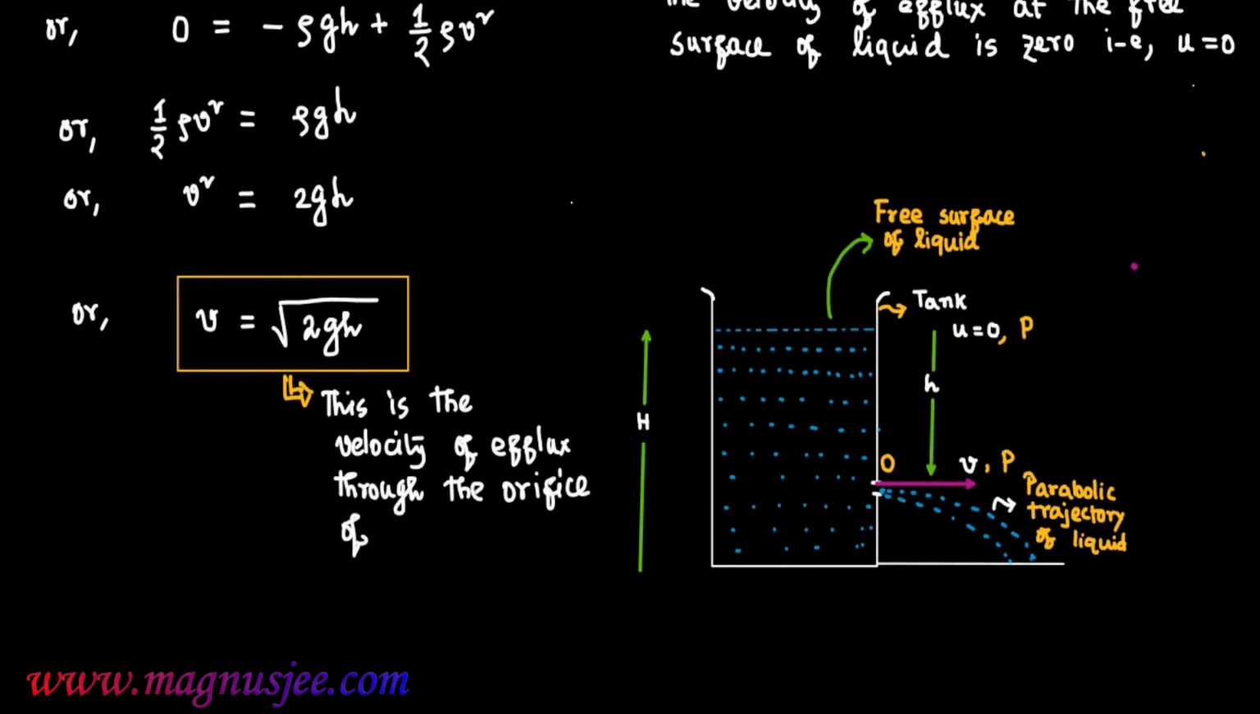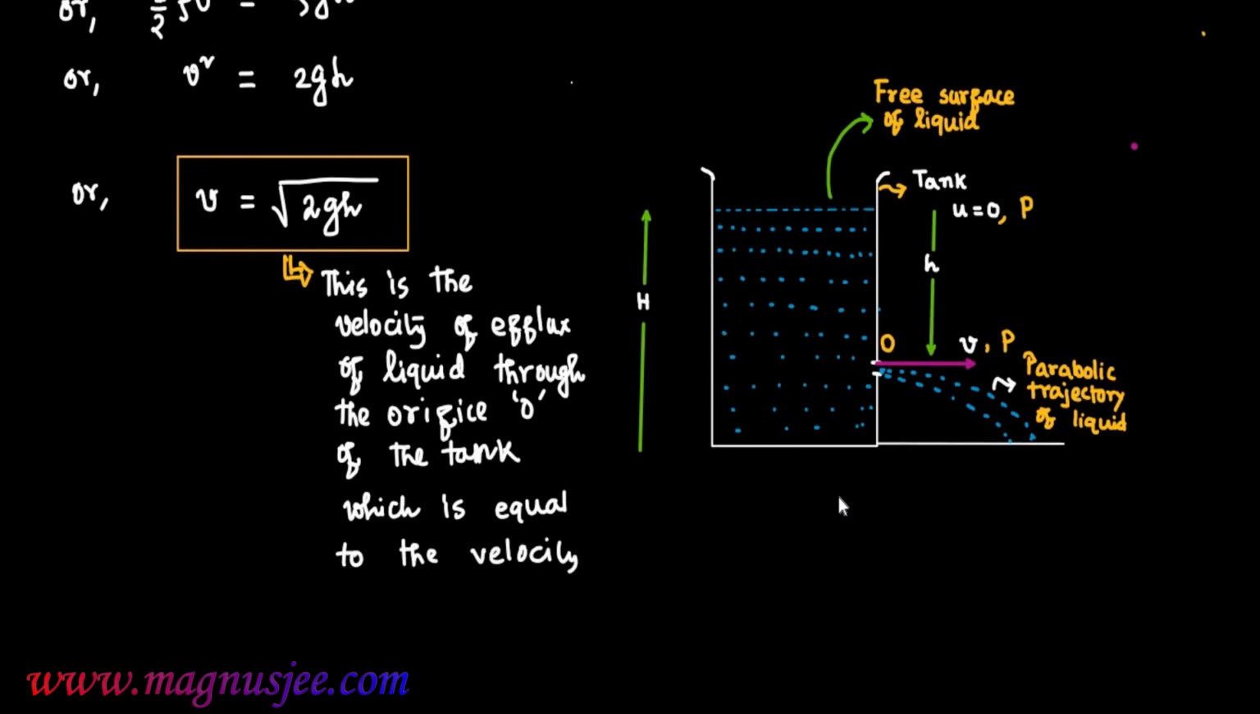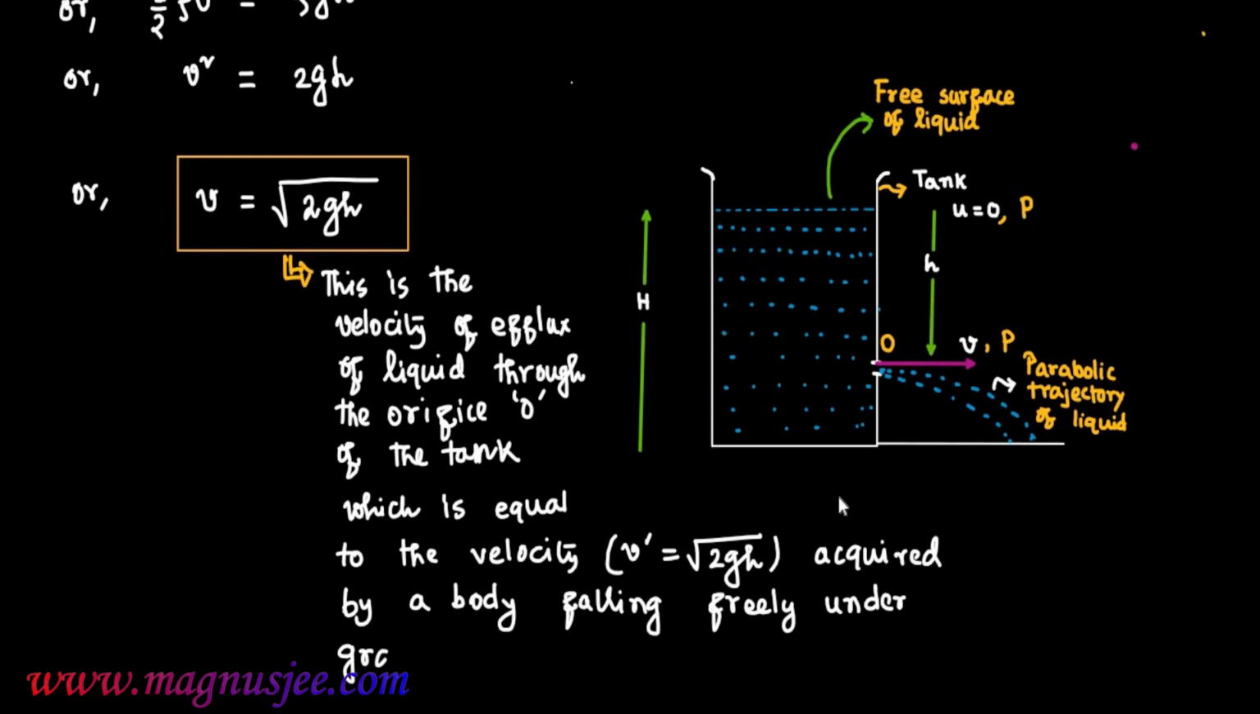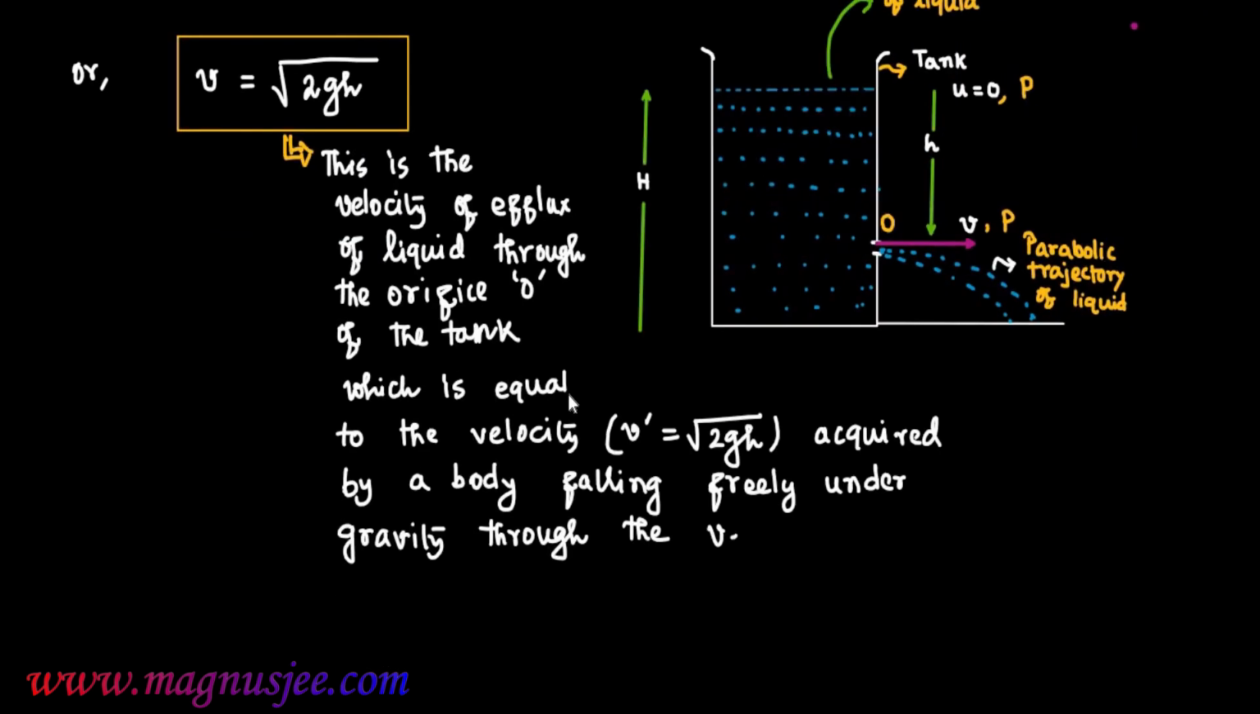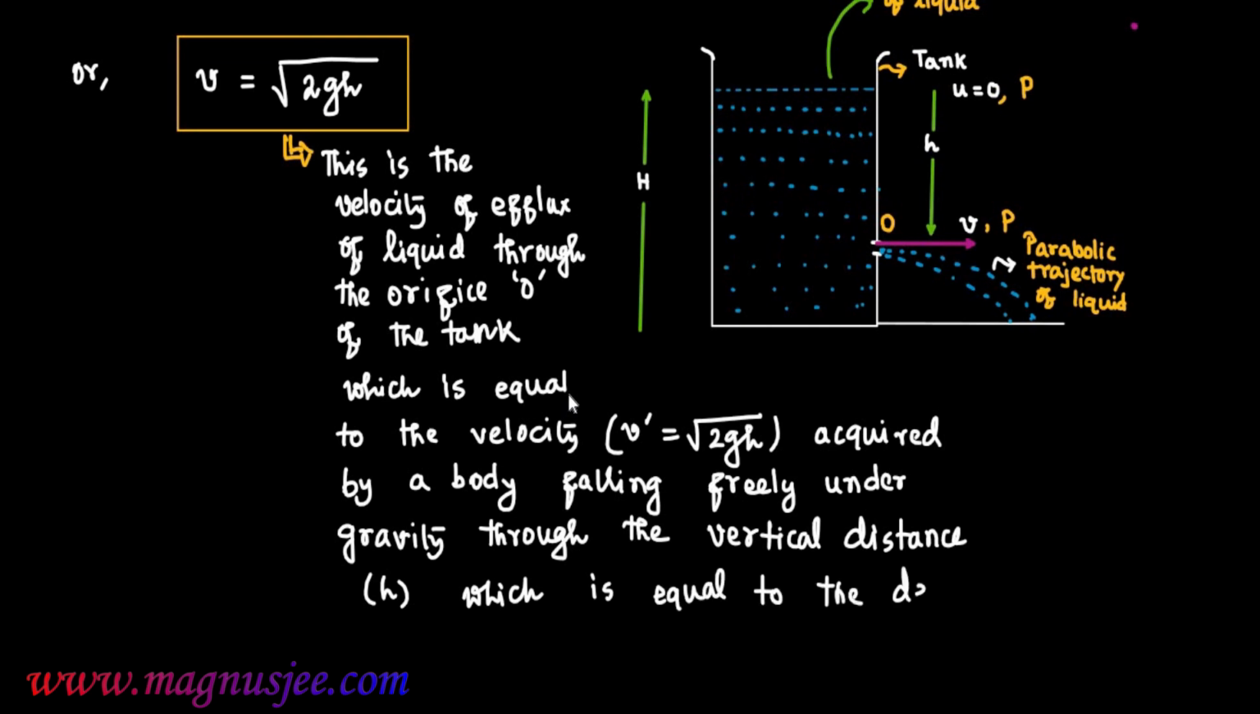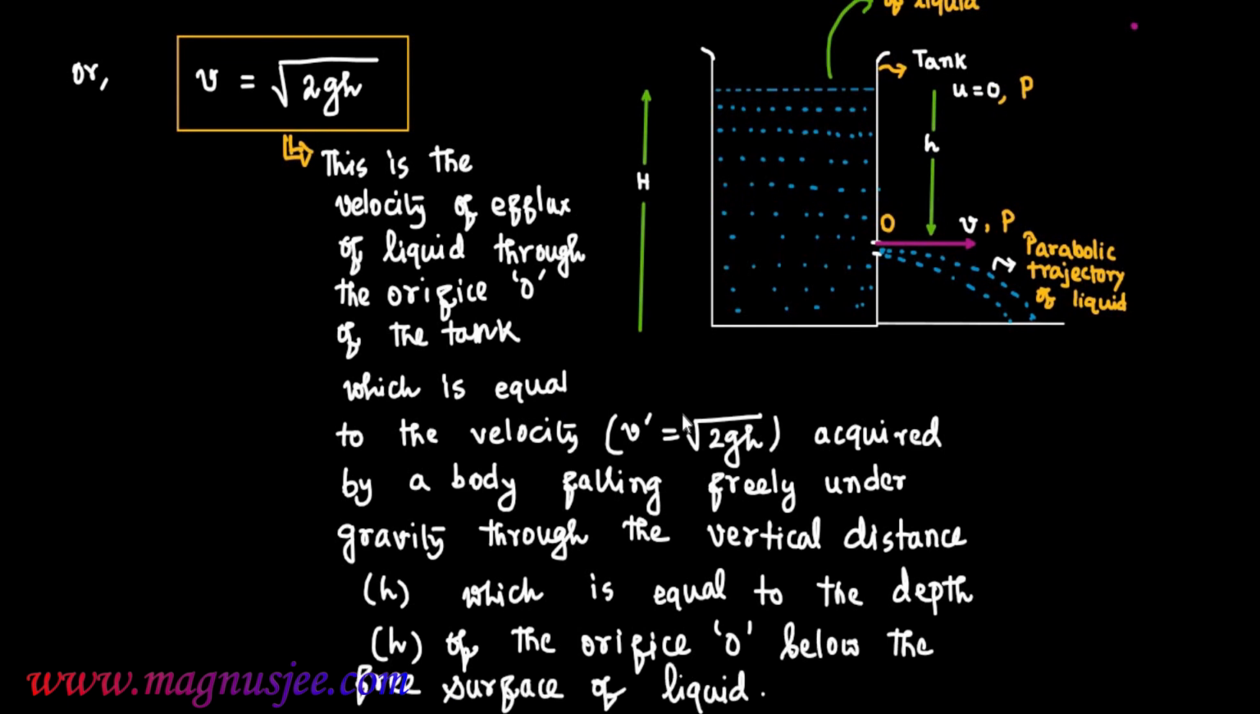This is the velocity of efflux of liquid through the orifice O of the tank, which is equal to the velocity v prime equal to root over 2gh acquired by a body falling freely under gravity through the same vertical distance small h, which is equal to the depth small h of the orifice O below the free surface of liquid.